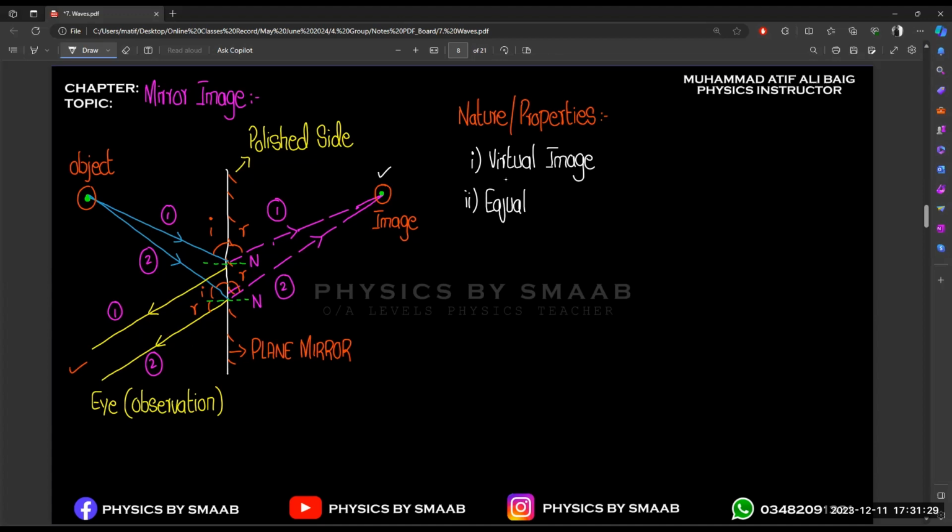So we will get equal size of an image as compared to the object.